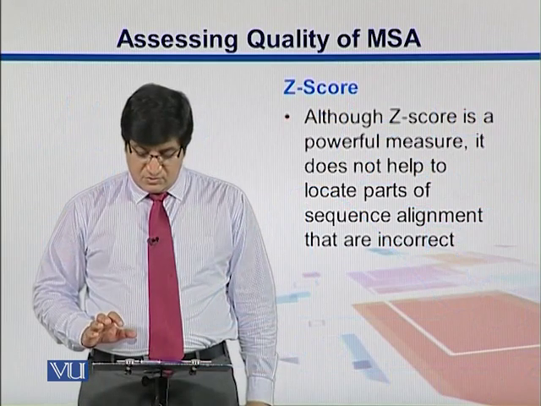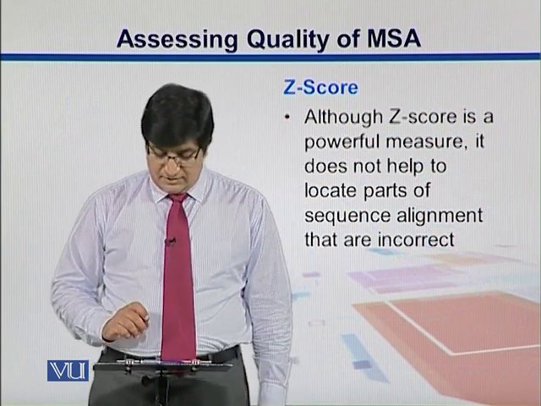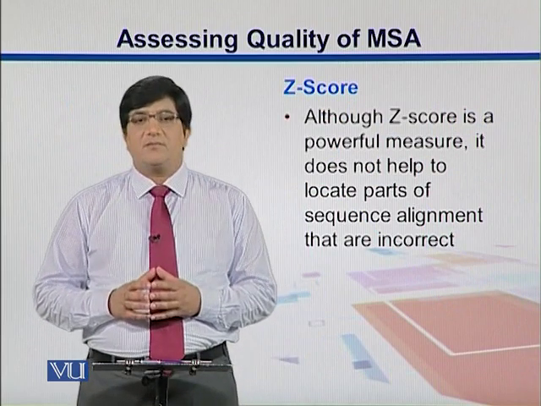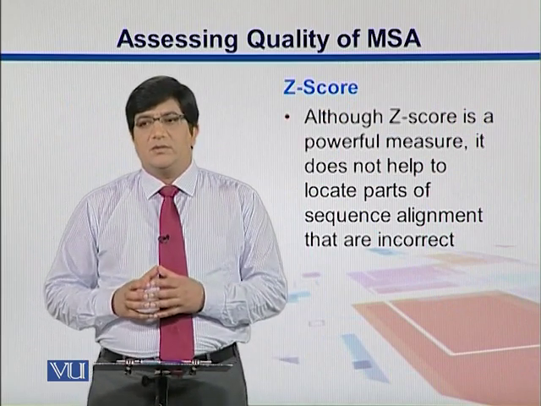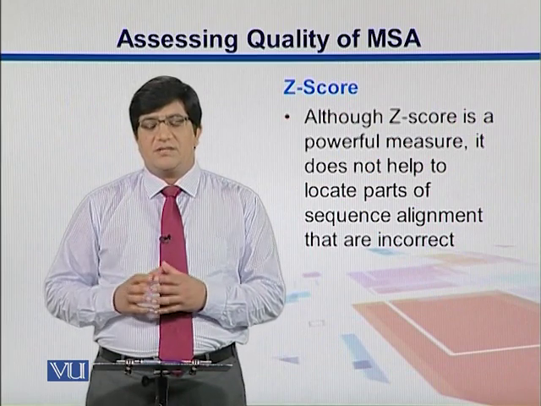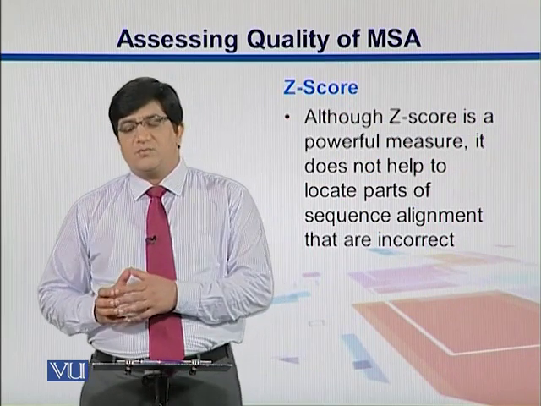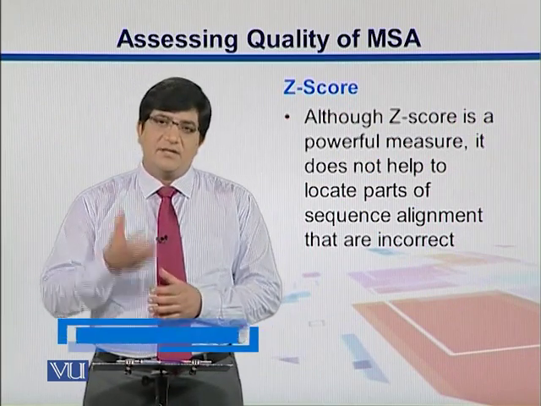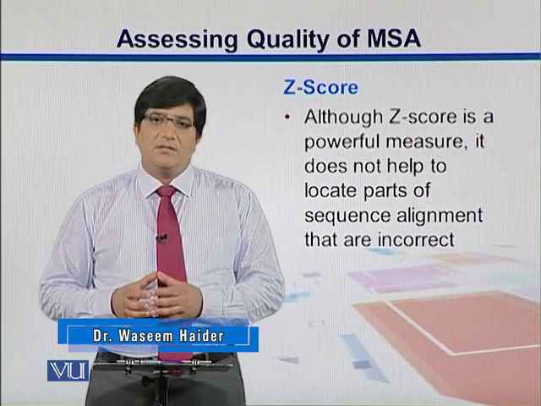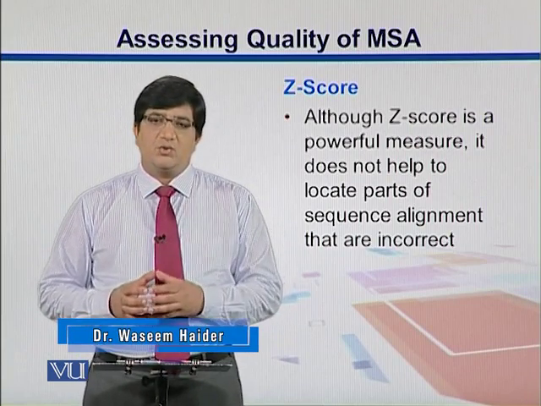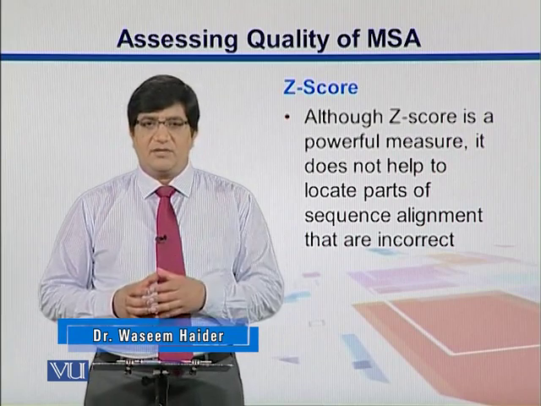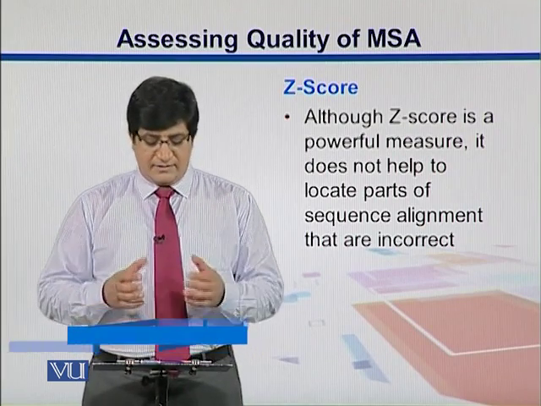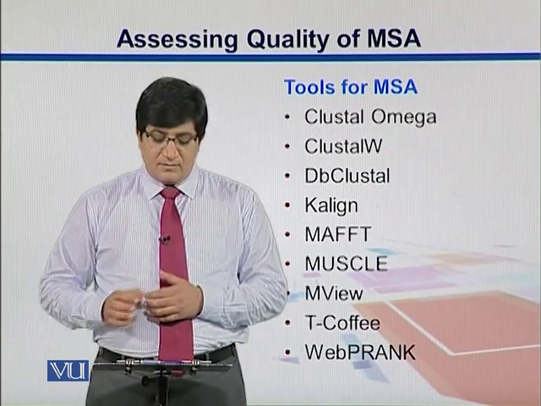So though the z-score is a powerful measure, it does not help to locate the sequence alignments which are incorrect. So we can come up with these scores, and since we are playing with the distribution of the scores, what's actually there in the real alignments, or what's actually the situation between those two or many nucleotides which have been aligned, that it does not pick.